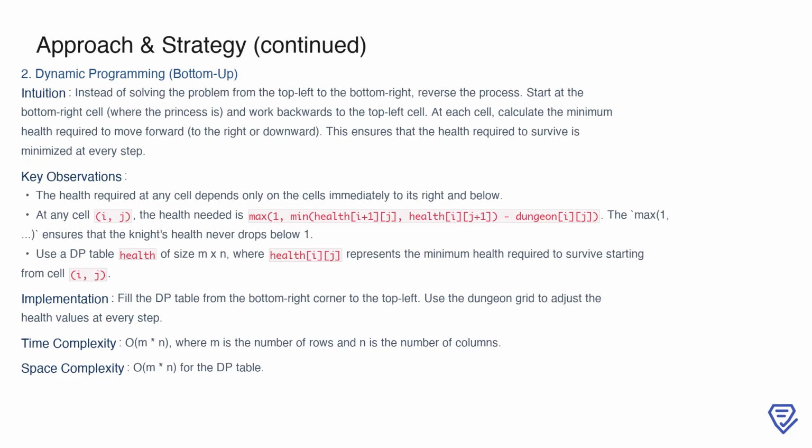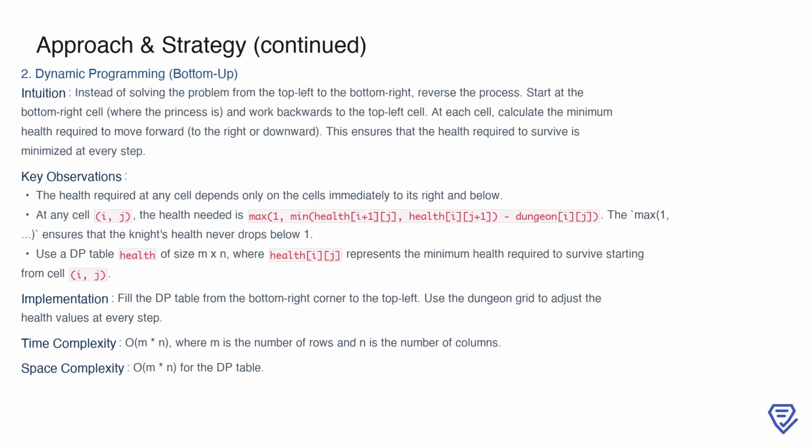Here, instead of solving the problem from the top left corner to the bottom right, we reverse the process. Starting at the bottom right cell, where the princess is located, we work backwards toward the top left. At each step, we calculate the minimum health required to move forward, whether to the right or downward. This ensures that the health required to survive is minimized at every step.